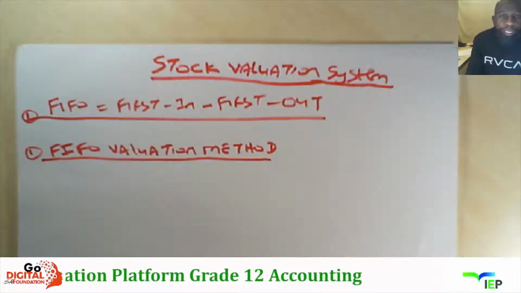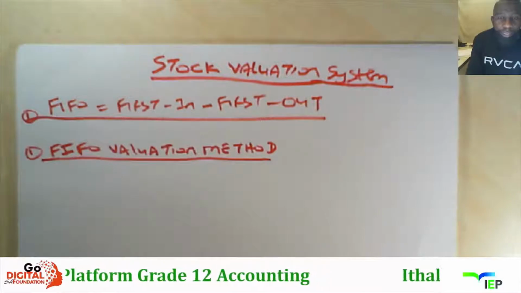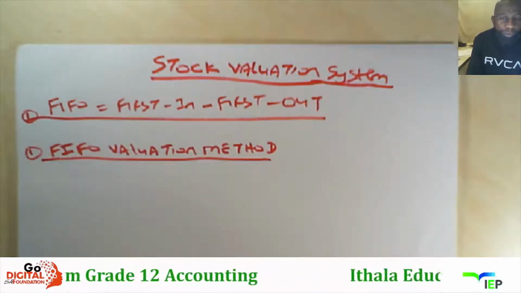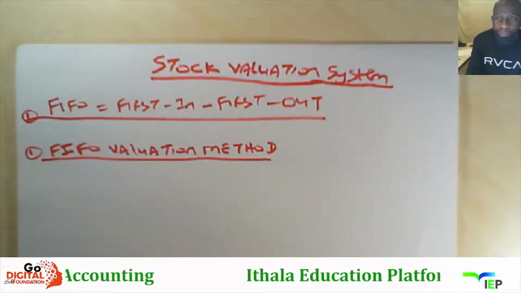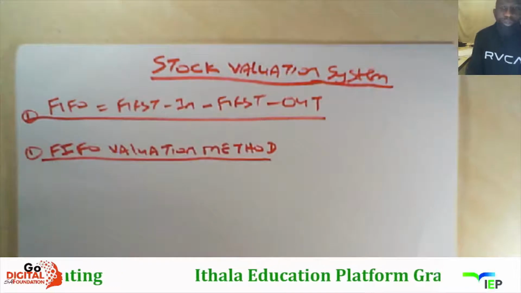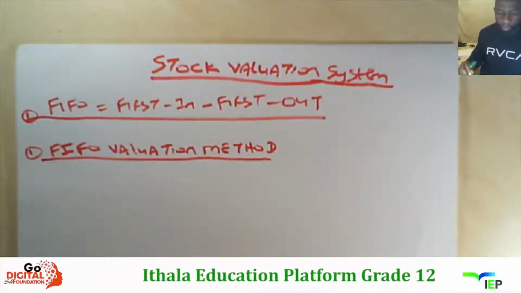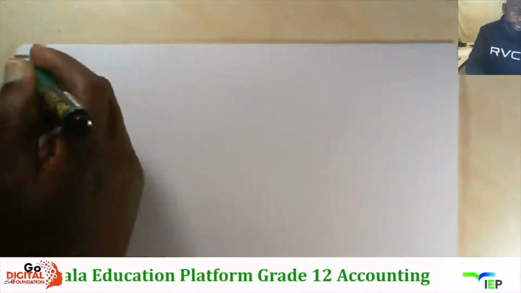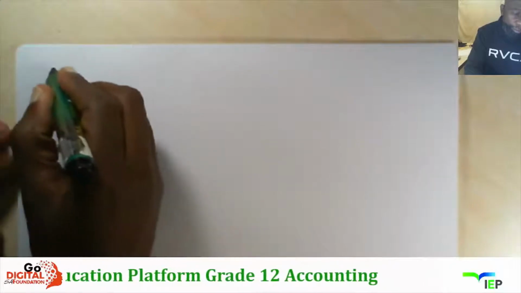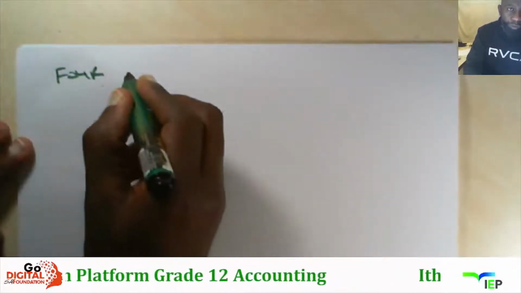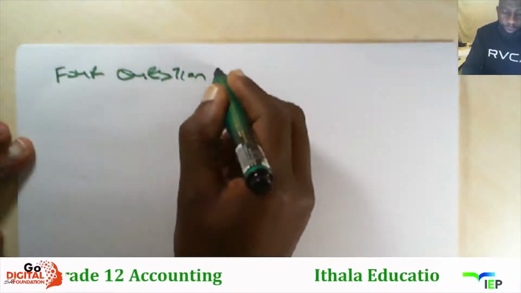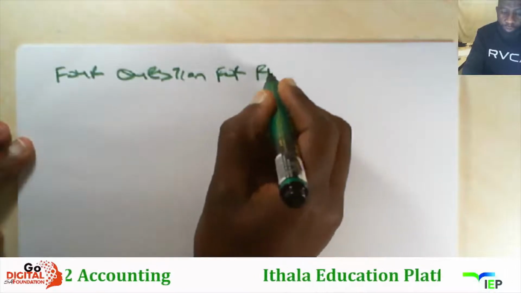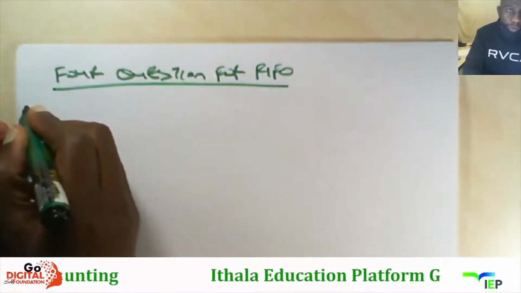The second: calculate the closing stock by using FIFO. The third: calculate the cost of sales. The fourth: calculate the gross profit. Those are the 4 questions that always come up for FIFO. The first one, calculate the number of units unsold.